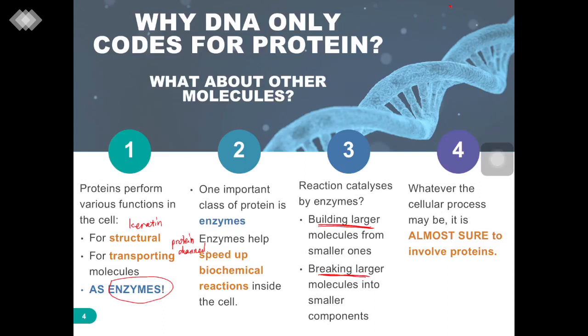So that's why the information contained in the DNA codes for protein. Because if you have protein enzymes, you can build other molecules. You can build carbohydrates, you can build lipids, you can build other proteins, you can break down those molecules. Okay, because if it codes for proteins, you can get other molecules as well.